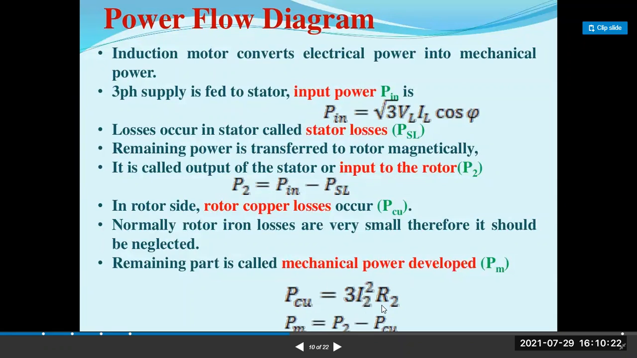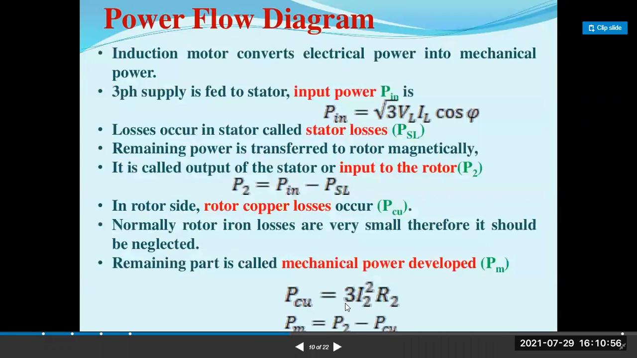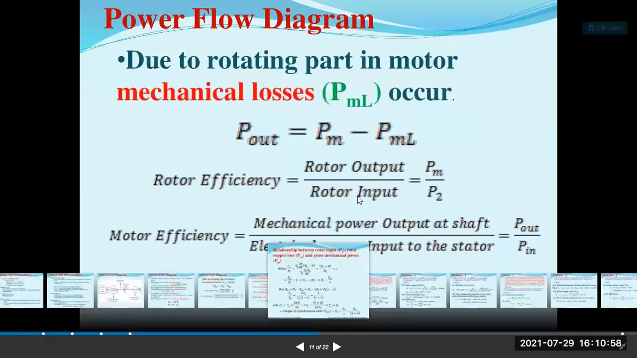Now this is the rotor copper loss, that is 3 I2 square R2. The mechanical power developed is the rotor input minus the copper loss. So you are giving the input to the rotor as P2. Here it is written PG, but it should be P2. There is a loss of 3 I2 square R2, or you can say PCU. So P2 minus PCU you will get PM, that is mechanical power developed. This PM is equal to P2 minus PCU.